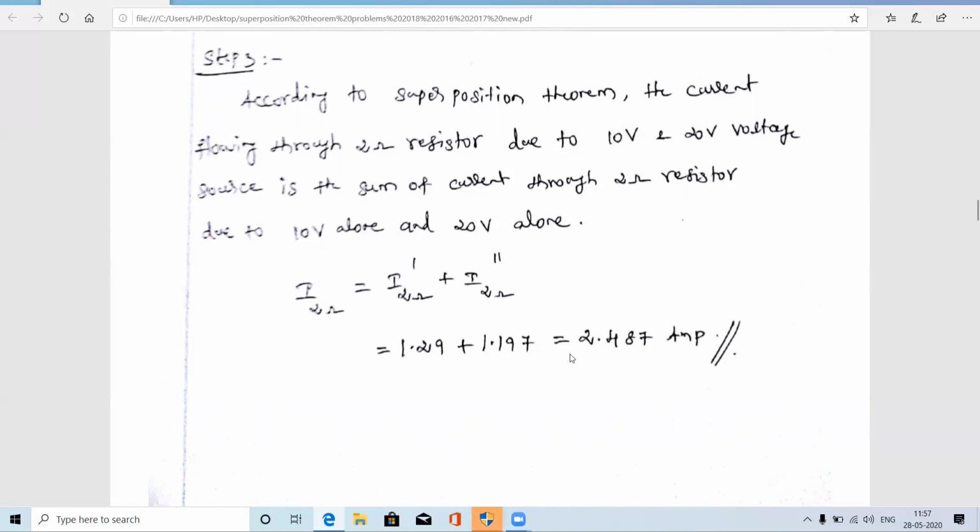So this is said to be the superposition principle. The superposition principle is used for circuits having multiple sources. Those sources may be current sources or voltage sources, or a combination of current sources and voltage sources. So in this manner, we have to solve this problem.